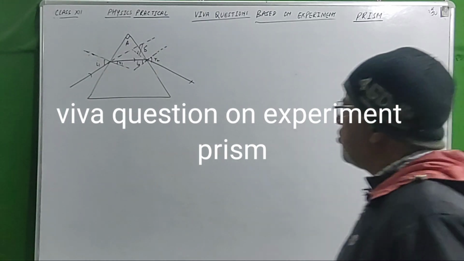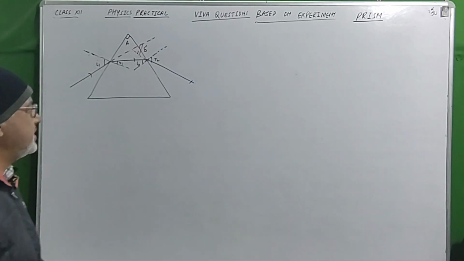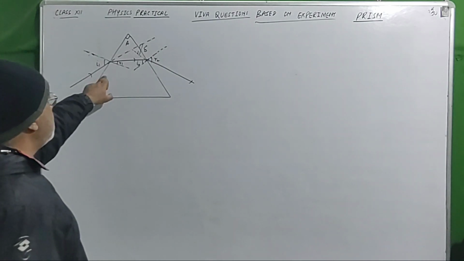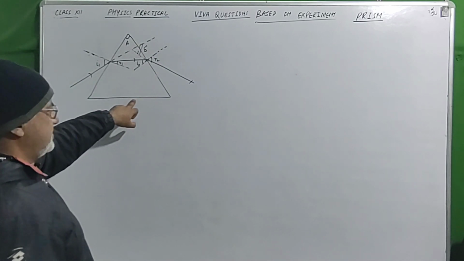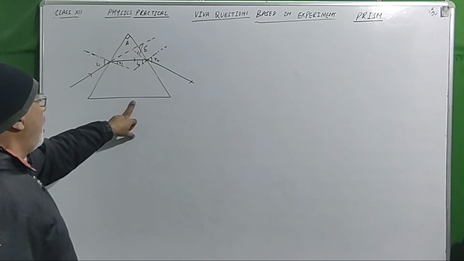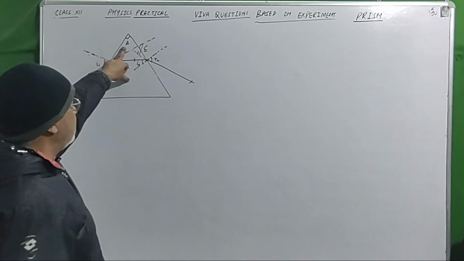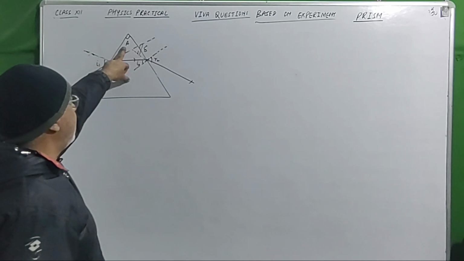Today we discuss VIVA questions based on the experiment on prism. First question is, what do you mean by prism? A prism is a triangular shaped structure having two refracting surfaces and one base. The angle between the two refracting surfaces is called the prism angle, represented by angle A.